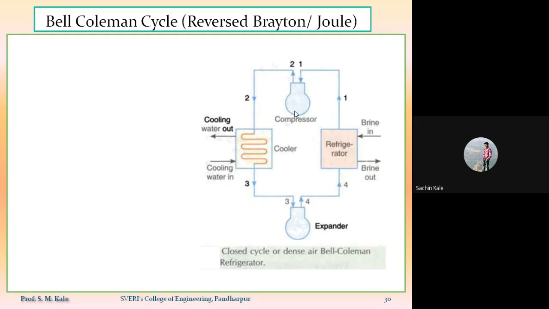So this will be called a closed Bell-Coleman cycle. If it is an open type Bell-Coleman cycle, then the outlet of the refrigerator will be given to the atmosphere. That means air coming out of the evaporator or refrigerator will be supplied to the atmosphere, and fresh air will be sucked in during the suction stroke of the compressor. That will be called an open type Bell-Coleman cycle.